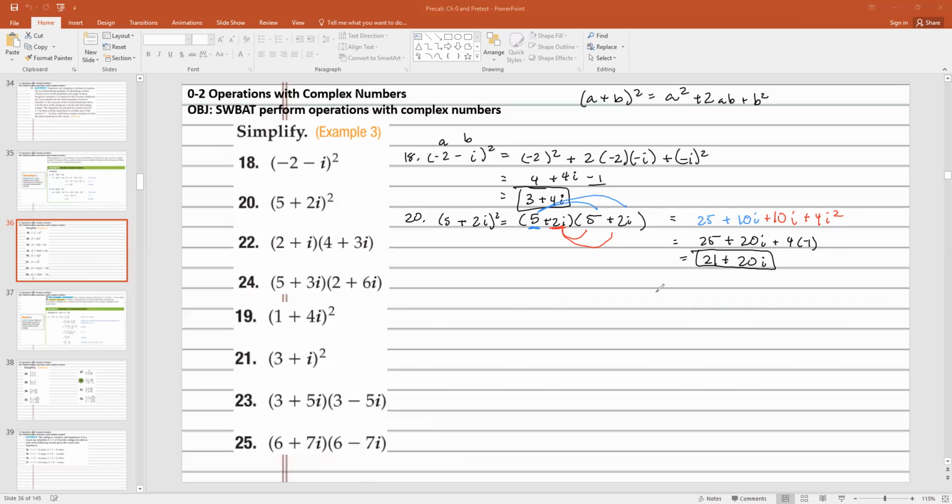And then everything else is the same. So yeah, just feel free to try them. Let's do some that aren't squared. Okay, let's do one with a plus and a minus. Why not? Actually, let's do that one later. Let's do 24 first. We have 5 plus 3i times 2 plus 6i.